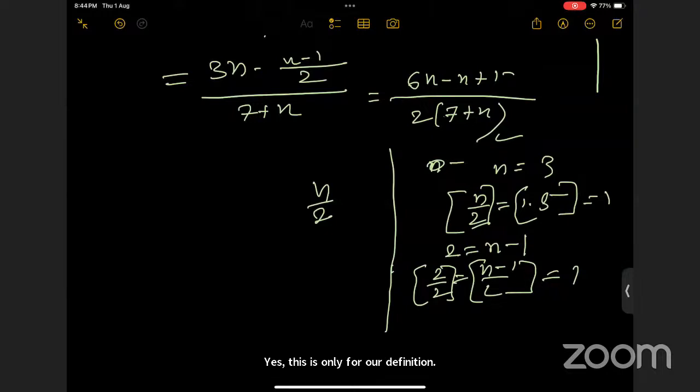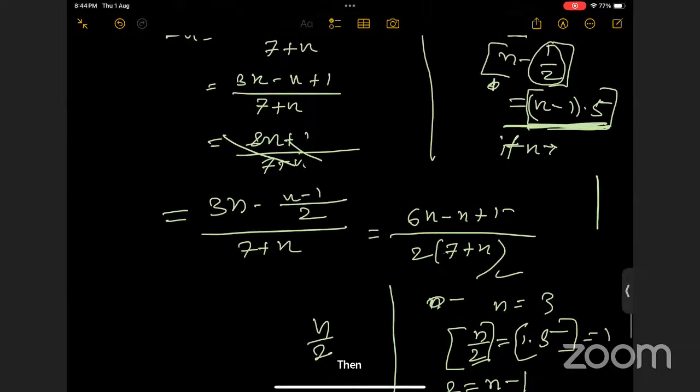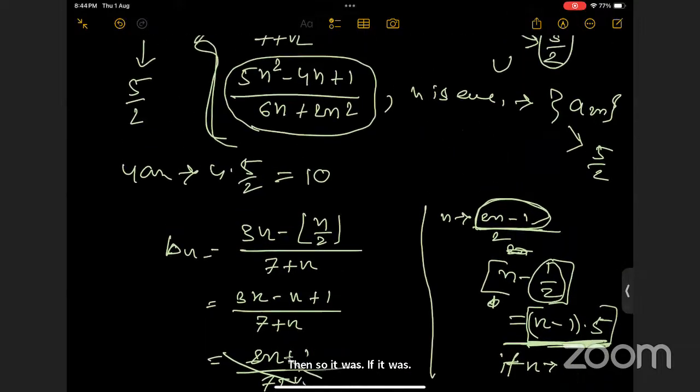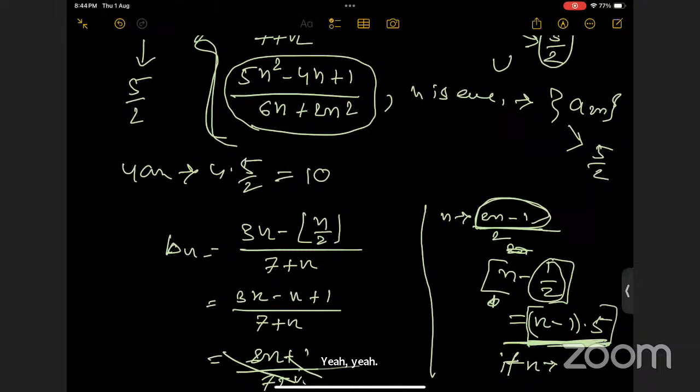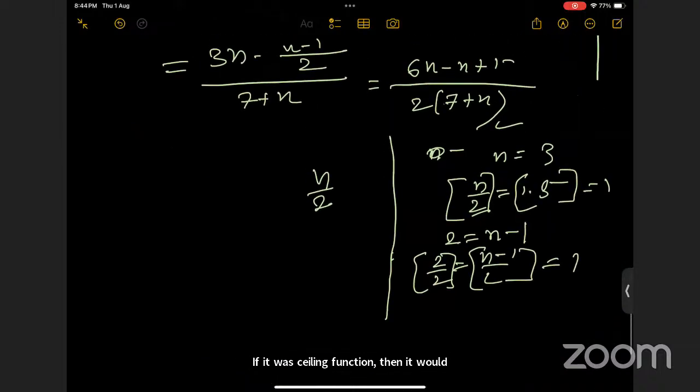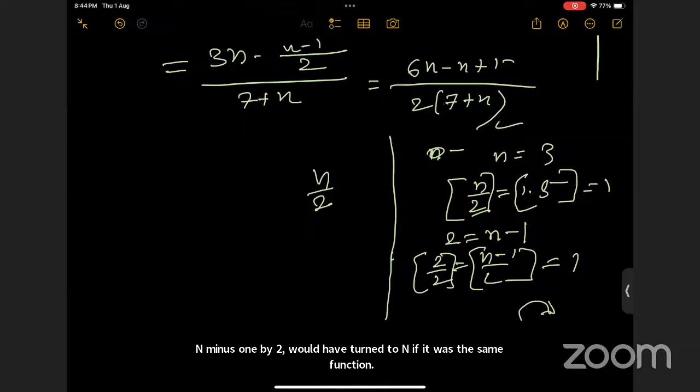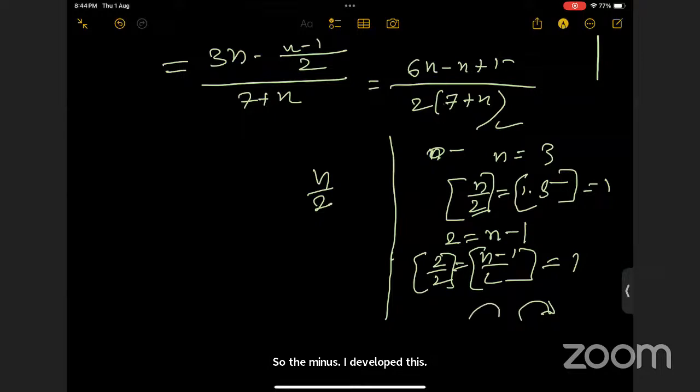Ma'am, if it was a ceiling function, then it would have turned to n. Like n minus 1 by 2 would have turned to n if it was a ceiling function. So it would be greater than this, right? If it is a floor function, it is less than this, and otherwise it will be greater than this.